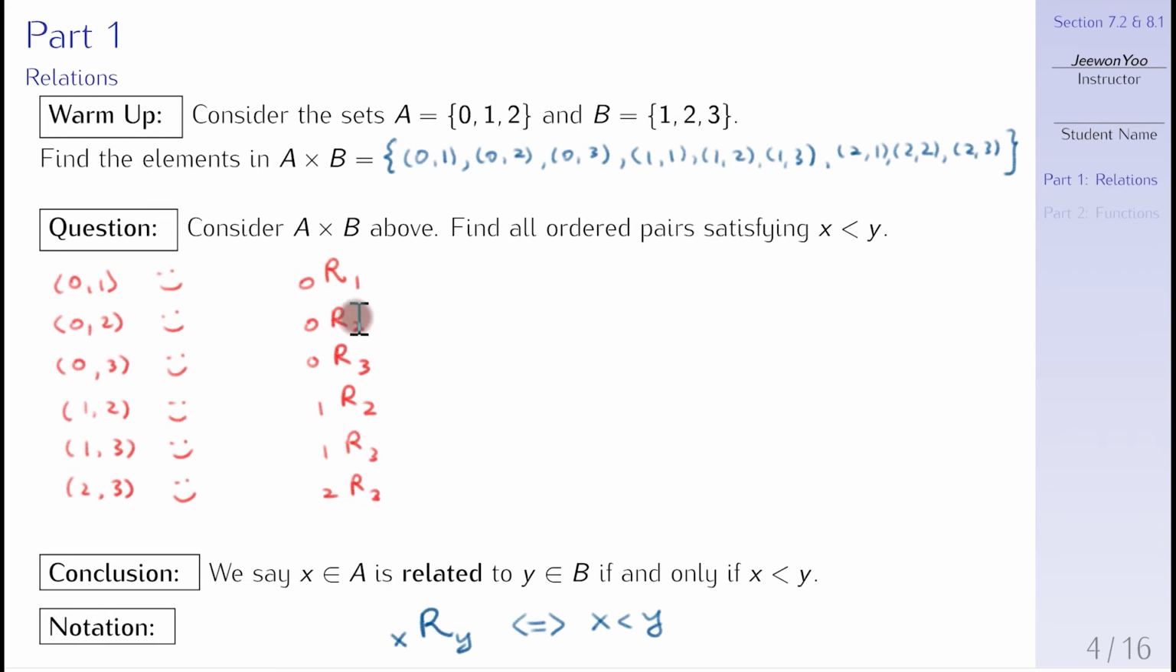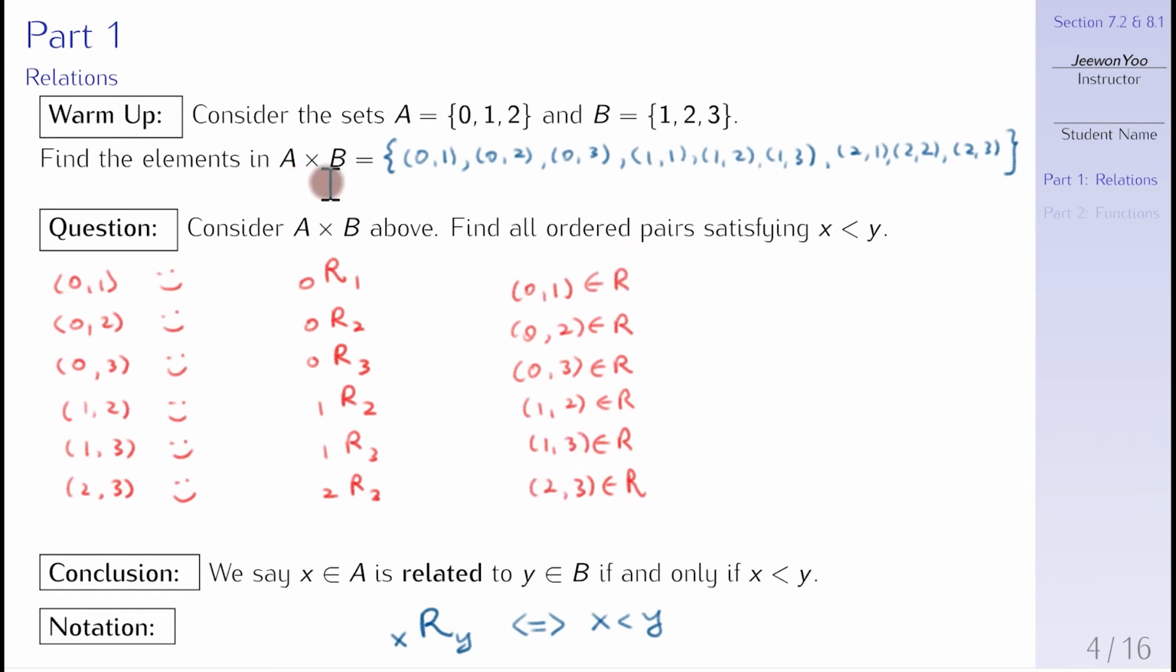Another way of writing this kind of notation is that you see our happy smiley face elements. These elements belong to R. So R is a set containing these 6 elements. Did you notice that R is a subset of the Cartesian product A cross B? Okay, that's the end of the warm-up. I hope you remember this warm-up question and the notation for relation, okay? If you don't, please repeat the video as many times as you need to understand this process. If you do understand this process, let's move on to the definition.